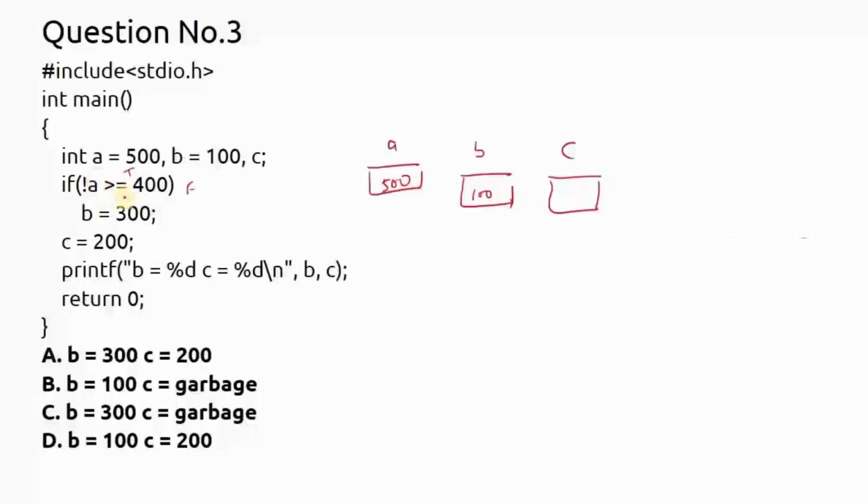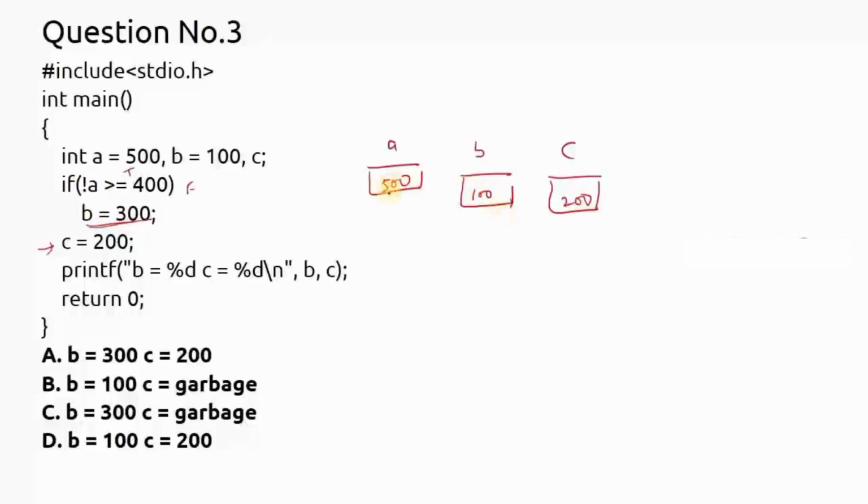So if this is false, that means it will not execute this, directly comes out of the if condition, so directly goes here. What is c value? 200. So without changing b value it is coming. Why? Because here the not is there. If there is no not here, definitely this condition is true. B value will be changed as 300.